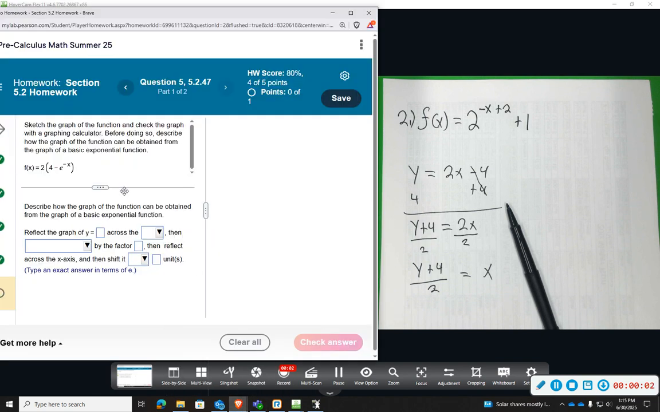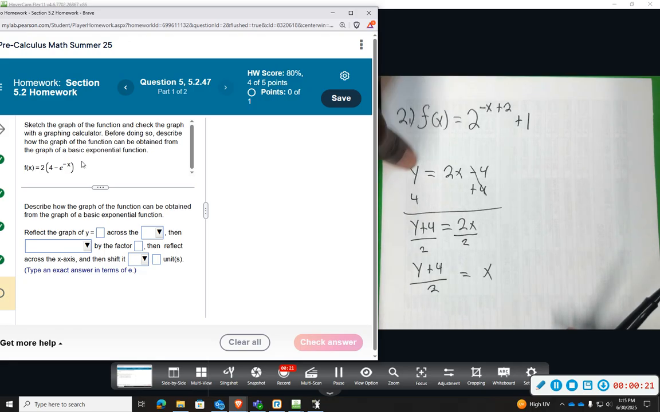All right, number 5, this will be our final question in this section. So we didn't have an actual application, just a few graphs and transformations. This one, again, wants us to sketch the graph. Says we can check with a calculator, and we're going to describe how this graph is going to be different from the basic graph.